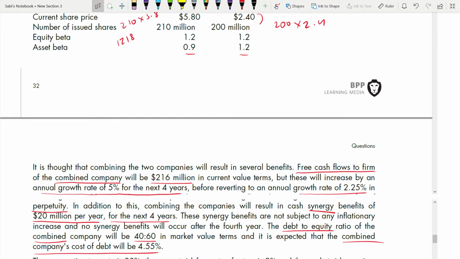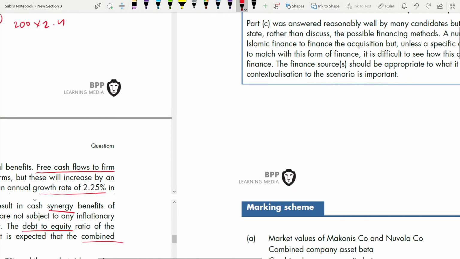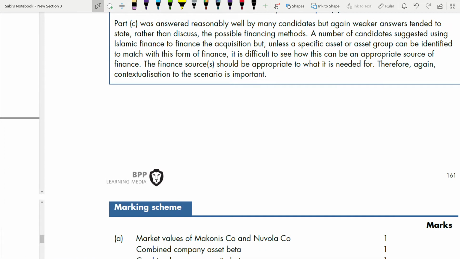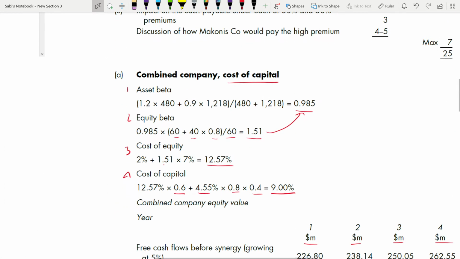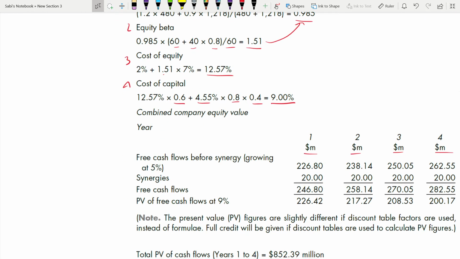See, this is an area where most of you could go wrong. You don't know from which year to increase it. Some of you might take this 216 and put it in year 1, but read again. 216 is in current value terms, but this will increase by an annual growth rate of 5% for the next 4 years. That means 4 years you have to increase. That means 216 for the first year itself you have to increase by 5% and put. So 216 into 1.05, you are getting 226.8.